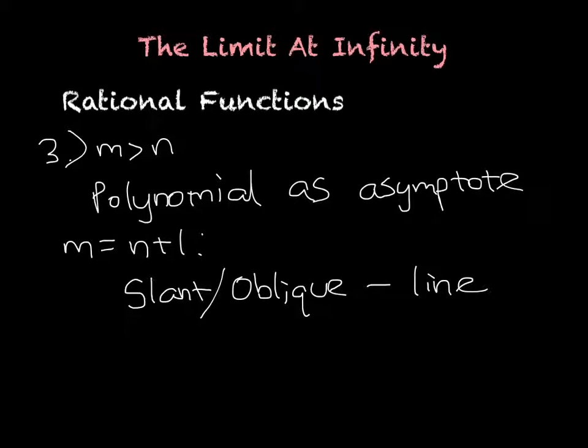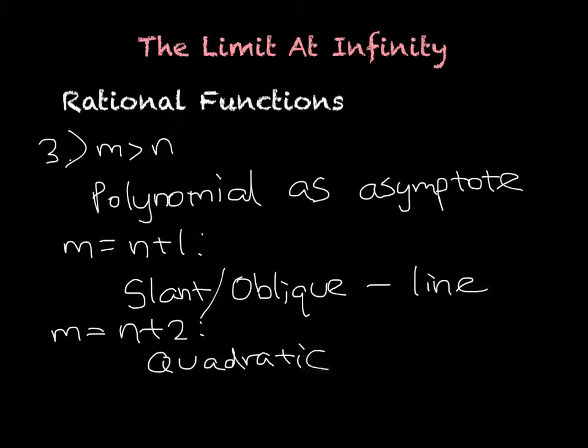If m is greater than n by 2, then we would have m equals n plus 2, and in this case, we would have a quadratic asymptote. Similarly, if m is greater than n by 3, then you would end up with a cubic asymptote, and so on.